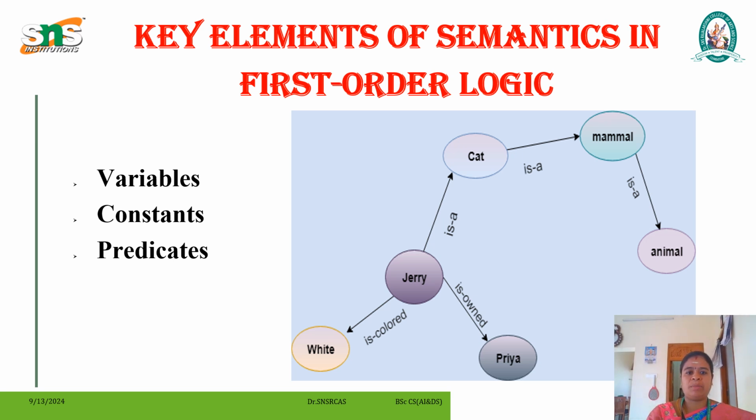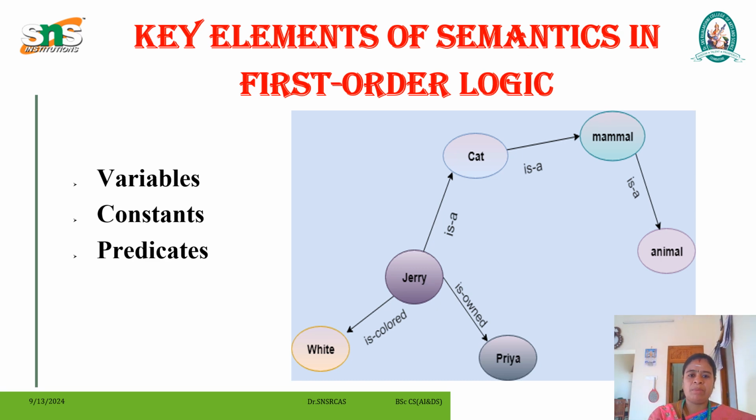There are several statements. First one is Cherry is a cat. Next one, Cherry is a mammal. Another statement, Cherry is owned by Priya. Next one, Cherry is brown in color. All mammals are animals. In the above diagram, we have represented the different types of knowledge in the form of nodes, and each object is connected to the other objects by some relation.